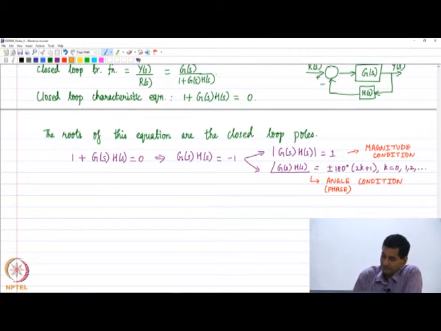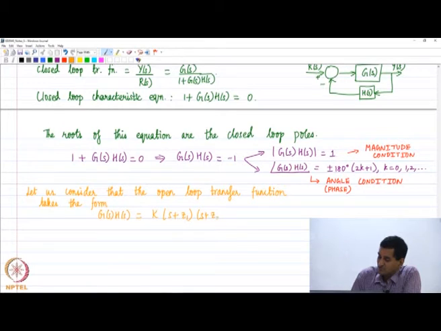So let us consider that the open loop transfer function takes the form g of s h of s equal to some k times, of course please note that this k is different from the one that I used before, k times (s plus z1)(s plus z2) all the way till (s plus zm), divided by (s plus p1)(s plus p2) all the way till (s plus pn). So by and large you can rewrite it in this form.